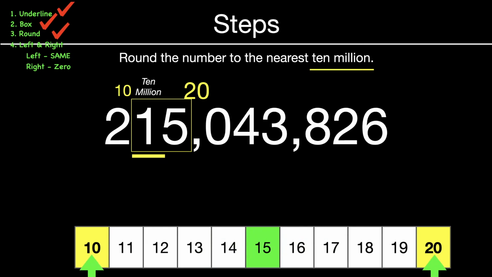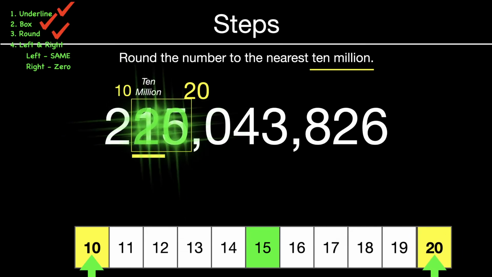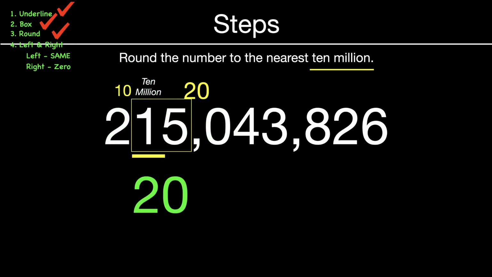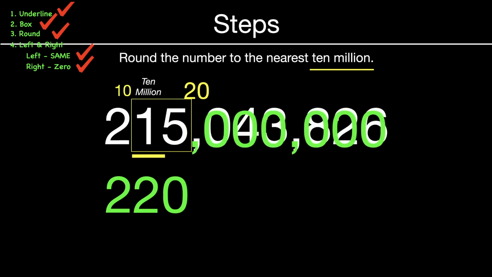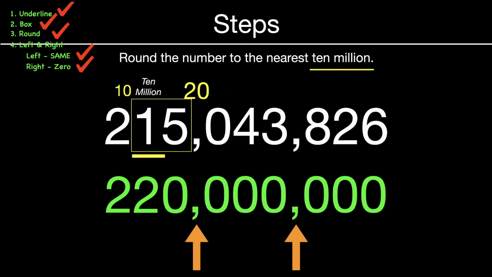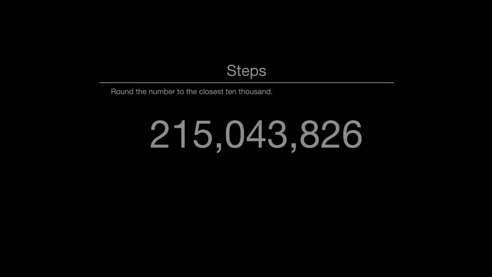It's in between 10 and 20, but because it ends in a 5, it's going to round up to the 20. And then just rules for the left and the right. The left stays exactly the same. Everything to the right pops into zeros, and don't forget your commas. And so the answer is 220 million.